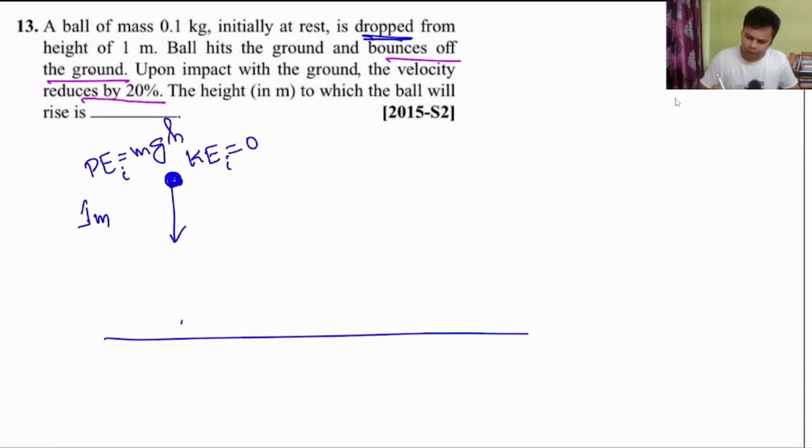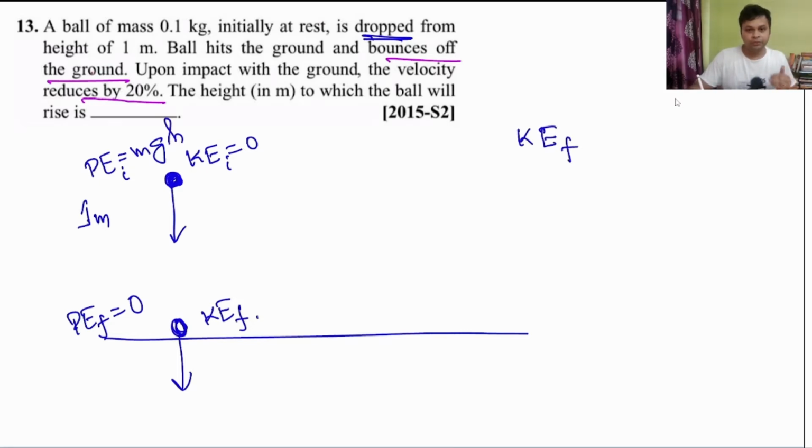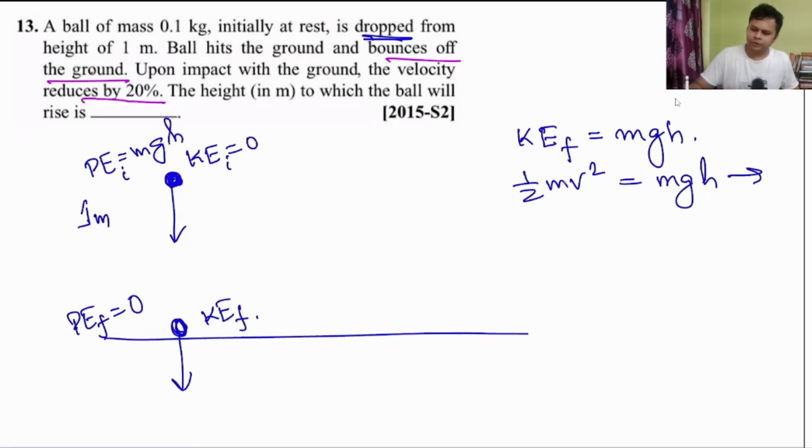So when the ball is about to hit the ground, I'm assuming the final potential energy is equal to 0. It means all the potential energy mgh has been converted into kinetic energy, right? So what is the final kinetic energy? Just before hitting the ground, half mv square is equal to mgh. Let me say this is equation number 1.